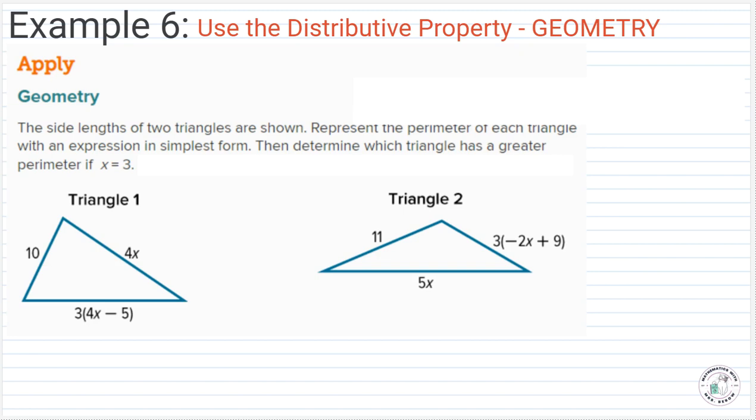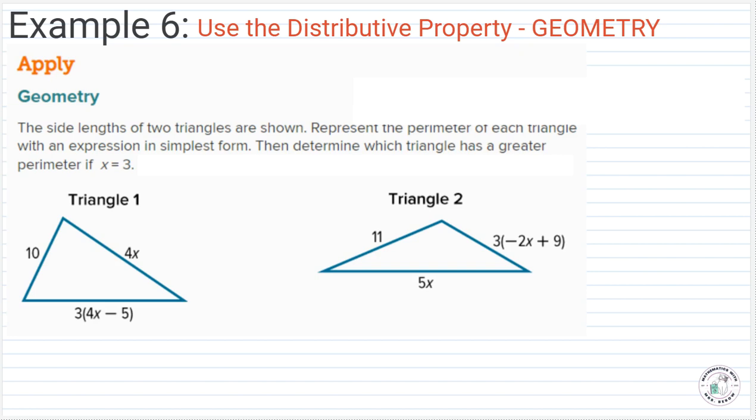We're going to represent the perimeter of each triangle with an expression in simplest form, and then we're going to determine which triangle has a greater perimeter if x is equal to 3. So there are 2 parts to this. First, we're going to represent the perimeter of each triangle with an expression in simplest form, because that's going to be helpful for the second part of this question. It's a lot easier and quicker to calculate that out once you have the perimeter in simplest form.